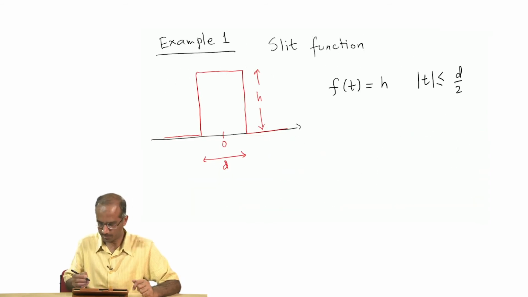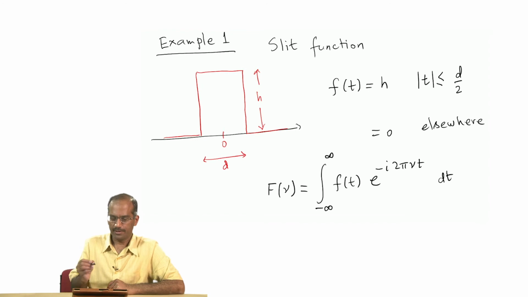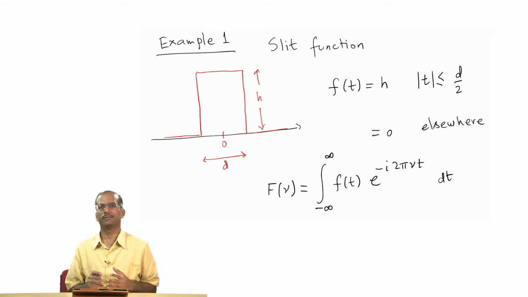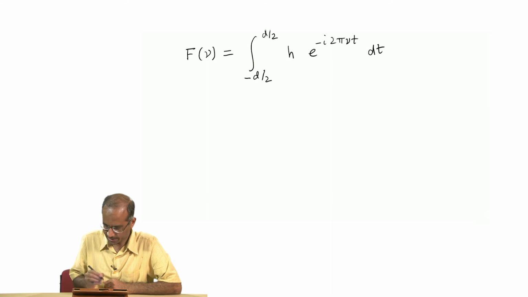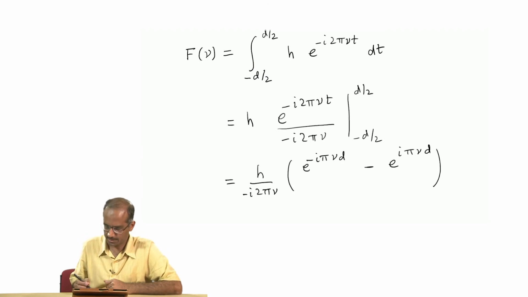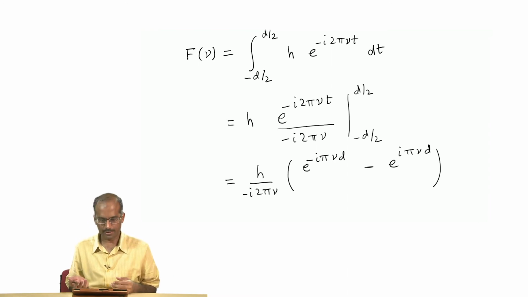And before we do that, I should also point out that this function will be 0 elsewhere. f of t here is h, but it is equal to h only in the narrow region where mod t is less than or equal to d by 2, and everywhere else the function is 0. So, the integral itself would go to 0, and this integral is again easy to do. You can take h out of the integral. So, I have substituted the limits now, and it is easy to see what manipulation needs to be done.